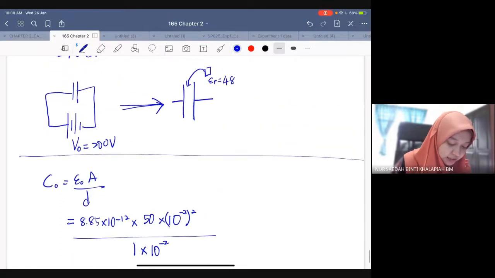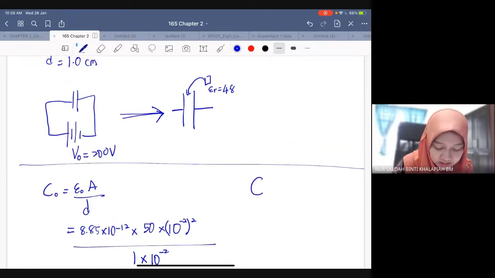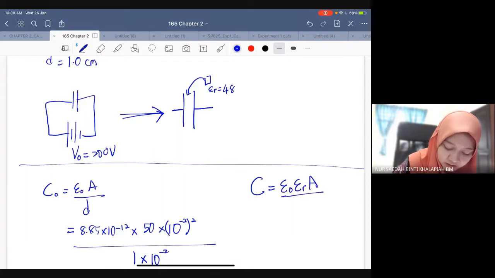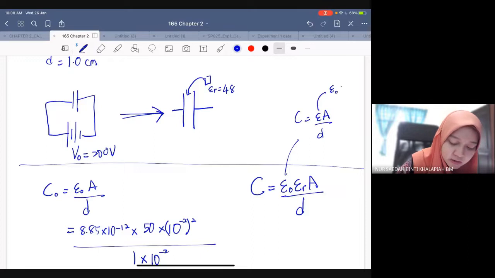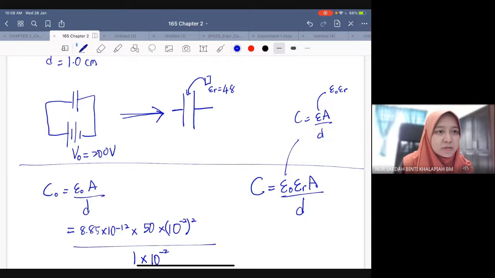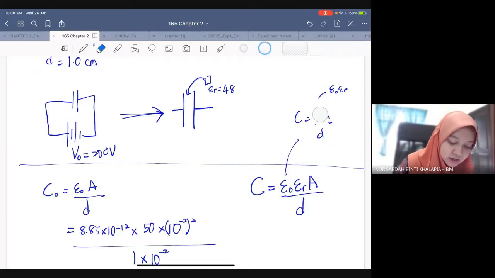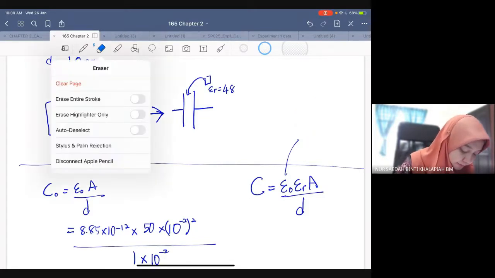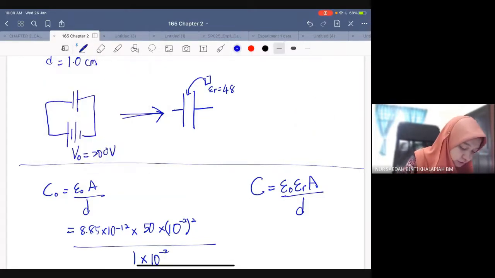Kalau sekarang ni kita dah letak dielectric, formula C kita cuma C sahajalah. C sama dengan, madam akan terus letakkan E0 ER A over D. Memanglah formula asal C sama dengan EA over D, di mana E kita adalah E0 ER. So madam letak je sekali. Maksudnya kita ada darab something, kalau C tu dia kena darab lagi dengan dielectric constant. Okay, so E0 ER A over D.